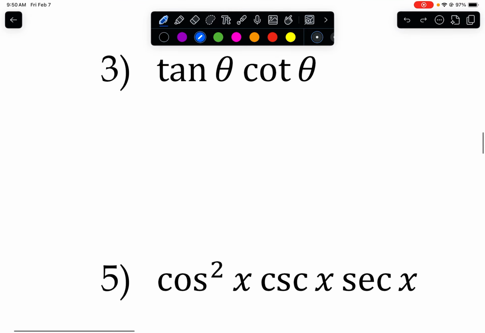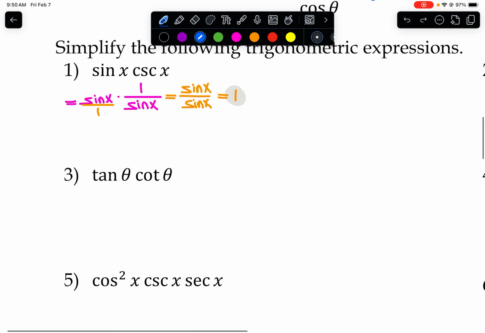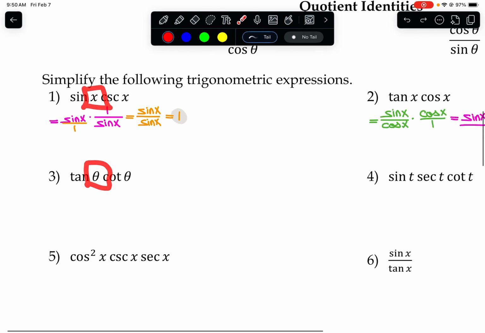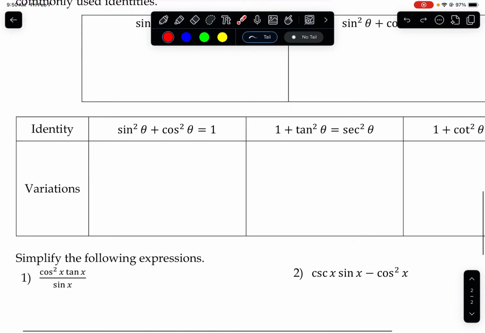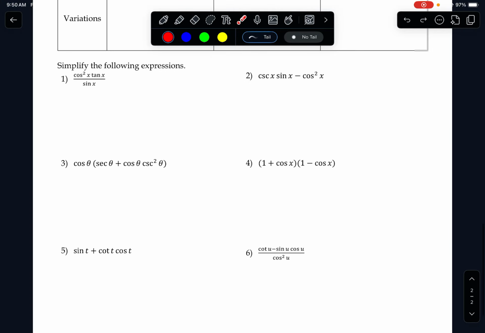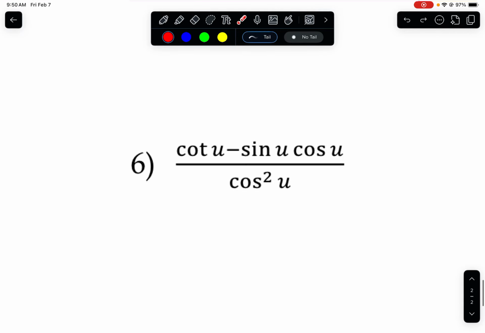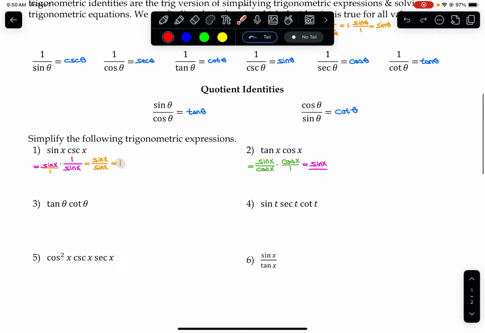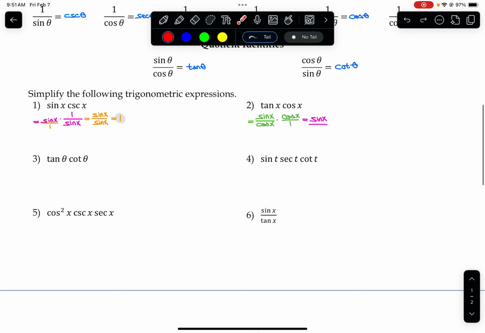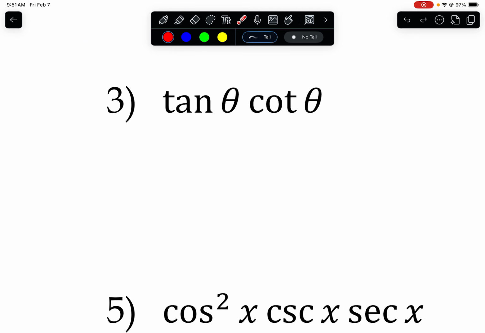So the next one we have is going to be tangent theta times cotangent theta. Also notice how your variables might change. Up here we dealt with x, down here we're dealing with theta, and then over here we've got the letter t, and then the letter u over here. So just pay attention to whatever variable we're using, because you have to stay consistent with whatever variable is being presented to you in the problem.